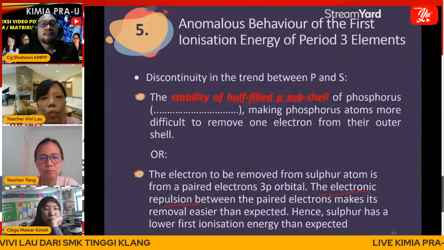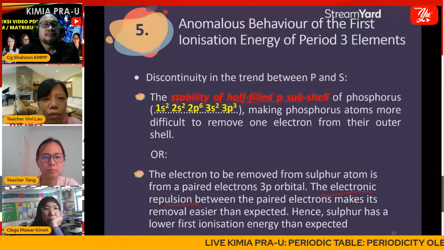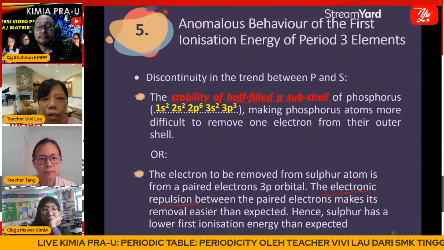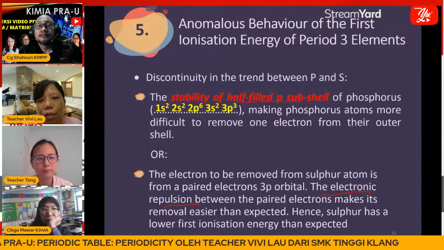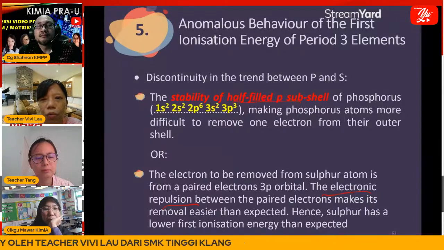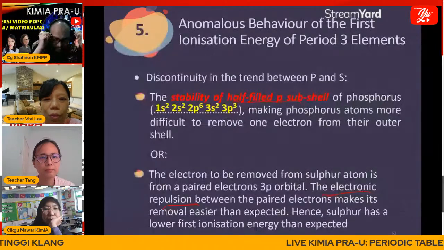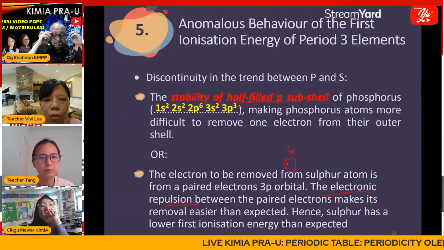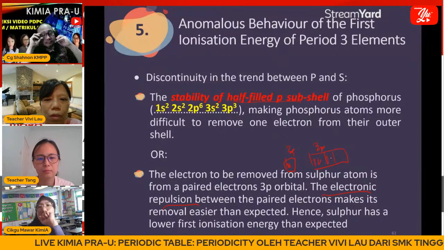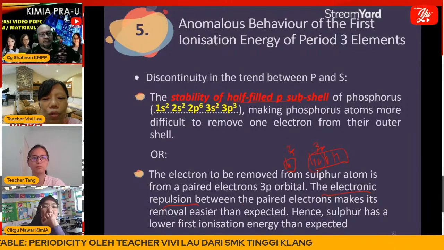Then between phosphorus and sulfur, phosphorus is half fill, extra stability, 3s2 3p3. Another explanation for sulfur is because of the repulsion in the 3p4, 3s2 3p4. So there is repulsion here, so easier to remove.